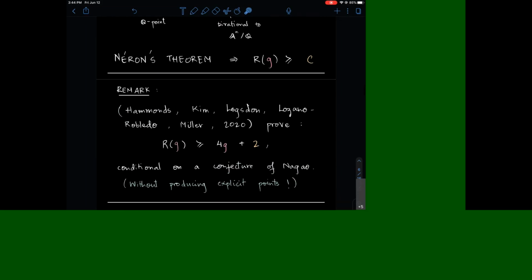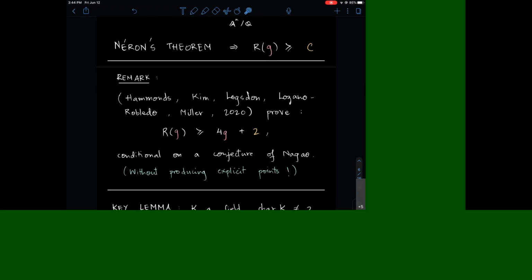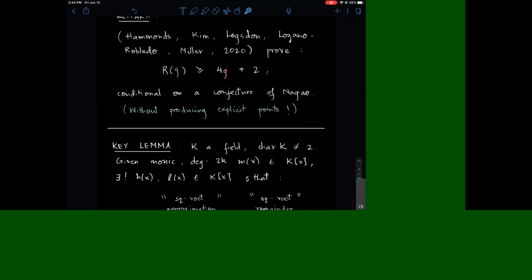And so let me just remark that there are also constructions of a very different flavor. Hammond, Skim, Logsdon, Lozano-Robledo, and Miller very recently proved R of G at least 4G plus 2, conditional on a conjecture of Nagao. And what's interesting about their method and what makes it so different from today's talk is that they don't actually produce explicit points on these curves, which is fascinating, I think.